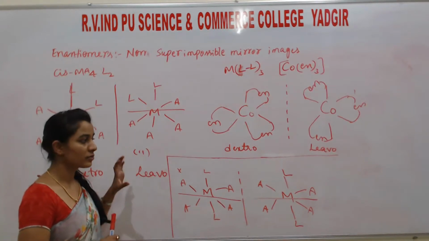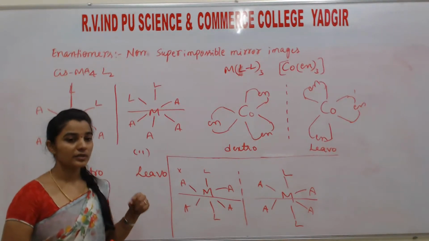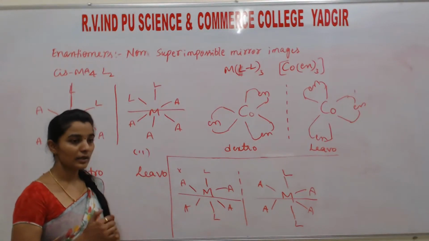So this completes isomerism. In the next class, we will discuss valence bond theory of coordination compounds, which is very important for 3 marks. We will discuss it in the next class. Okay.